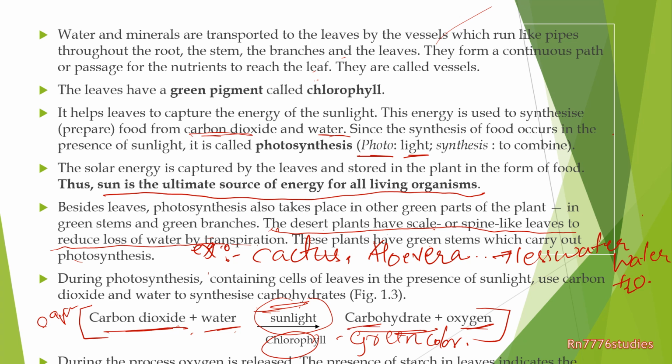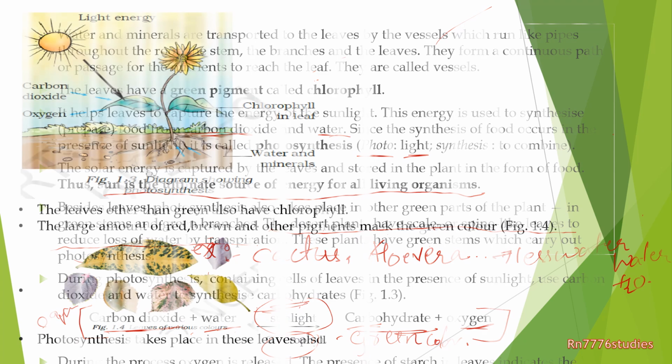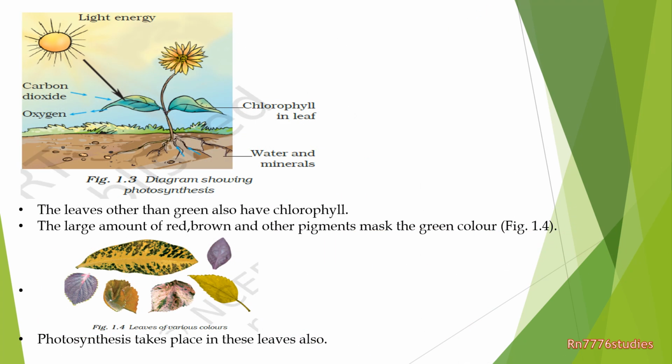The presence of starch in leaves indicates photosynthesis. Next, see, here is the process. Here you pour the water. So what happens? It is carried through the stem, leaves and branches.